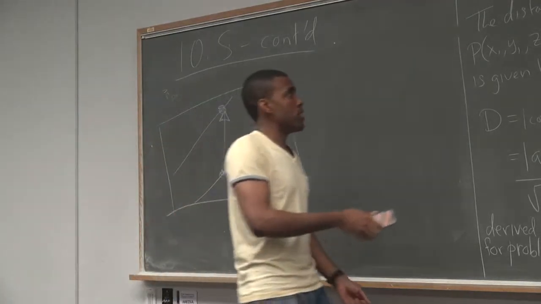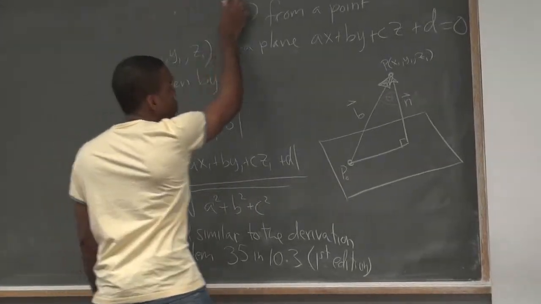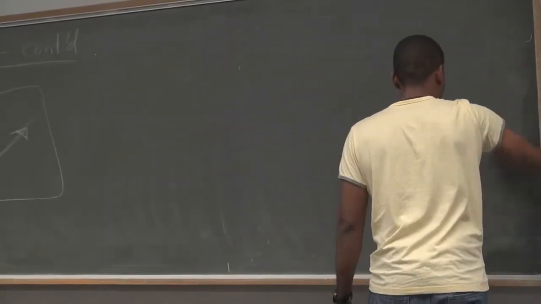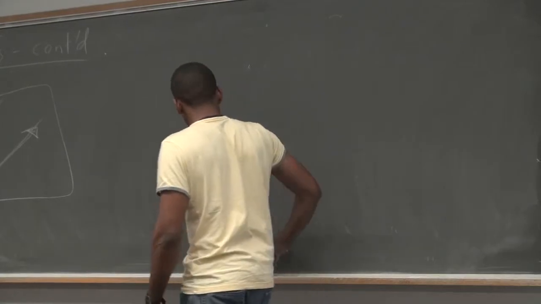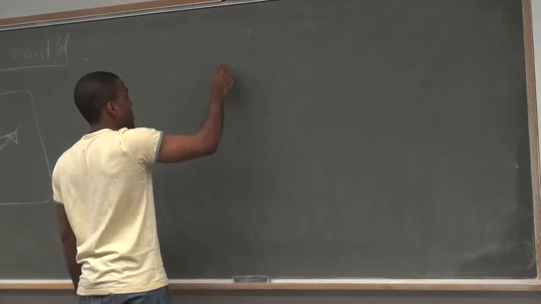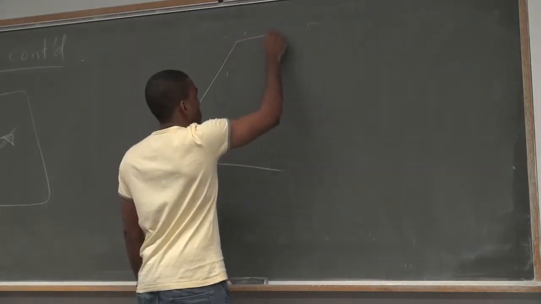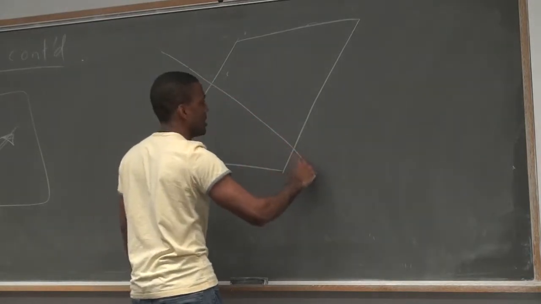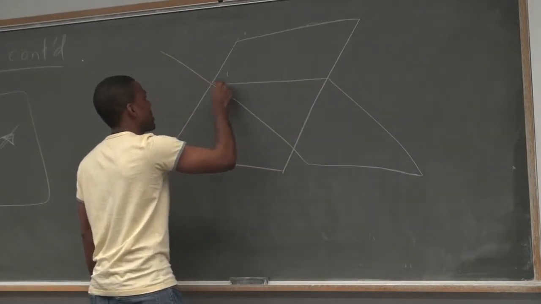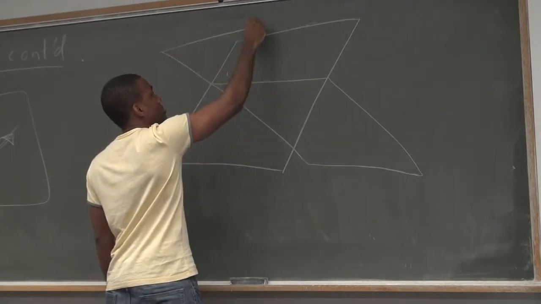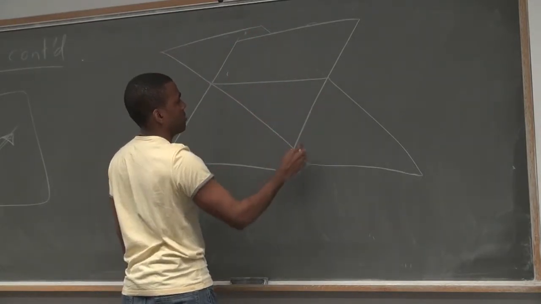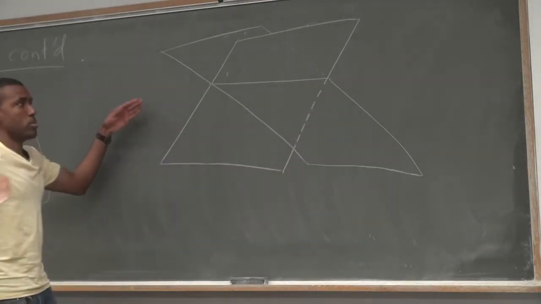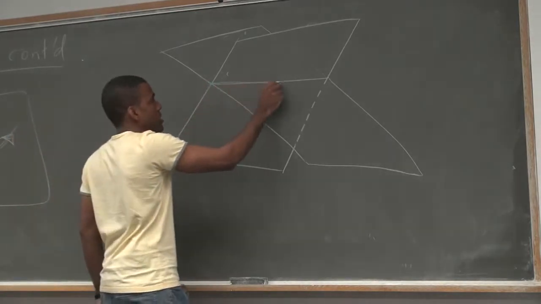What if I asked you to find the equation of the line of intersection of 2 planes? Say it again. Equation of the line of intersection of 2 planes. You set the 2 planes equal to each other. That's going to be hard to do. Two planes come across each other, they cut. I want the equation of this line.